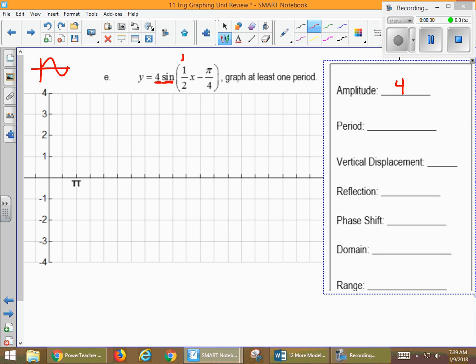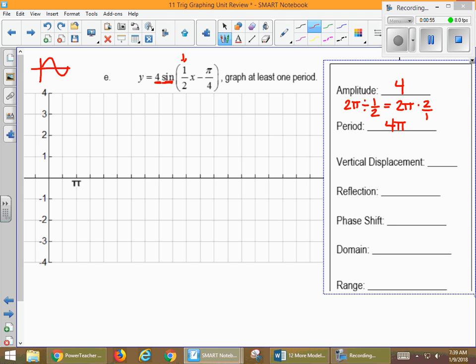I see the 1/2 out front, and that's going to give me the period of the function. So I'm going to do 2 pi divided by 1/2. Flip the second and multiply. So the period of my function is 4 pi. So it's going to be a long one. I'm going to go ahead and mark that on my paper here.